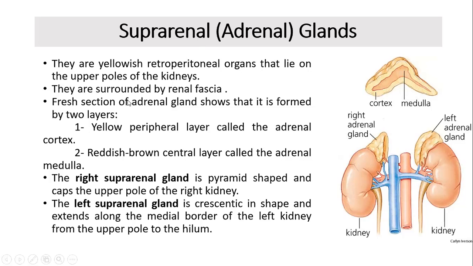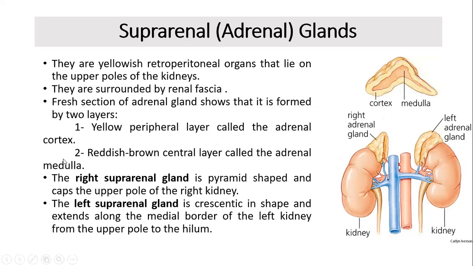The fresh section of this adrenal gland shows that it is formed of two layers. So if you cut it and see, then you can see two layers here. One is the yellow peripheral layer called the adrenal cortex. So if you see here outside, we have the adrenal cortex, and inside we have the reddish brown central layer called the adrenal medulla. So when we take a section of this, you can see two parts. Outside we have the cortex, and the inner part is called the medulla. These two parts are very important.